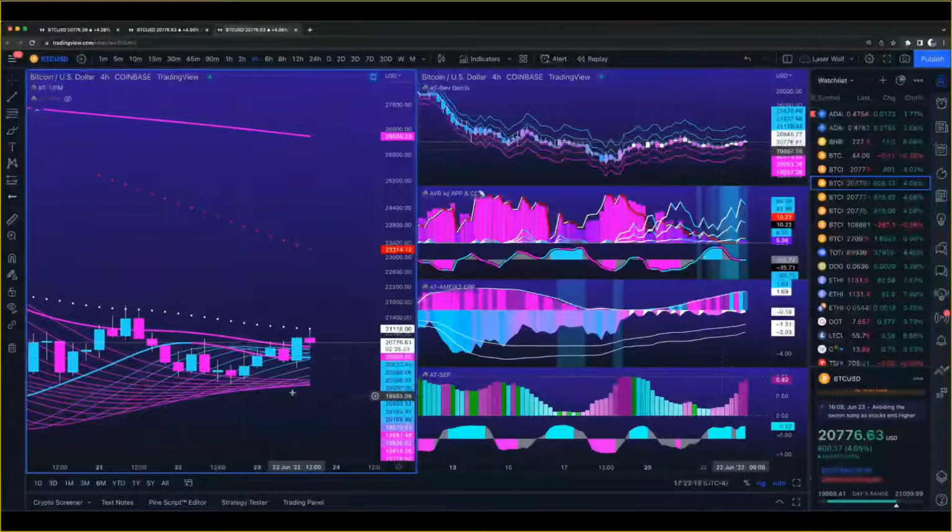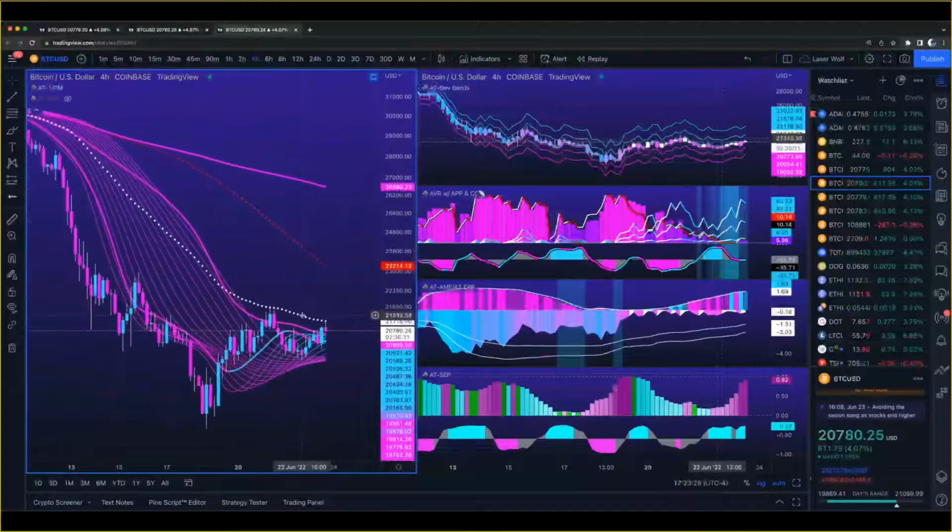Well, boy, it'd be nice to see this band. We need to close 4 hours above this reverse wave trend. That's a start. That's the band, yeah. Because then that's just going to pull this wave trend cross back up the fissure. Right.